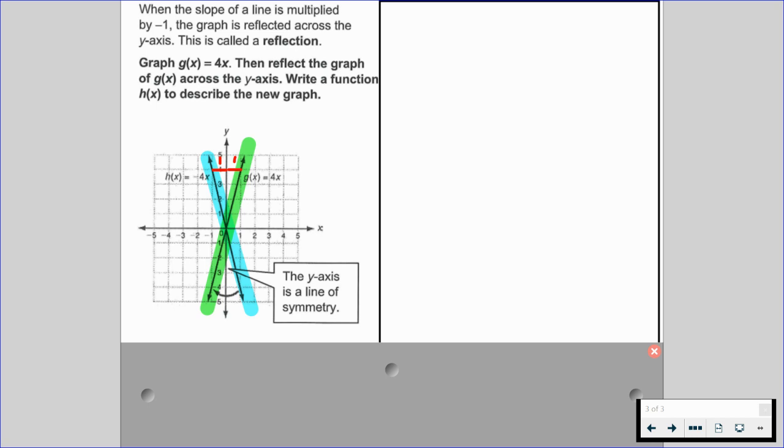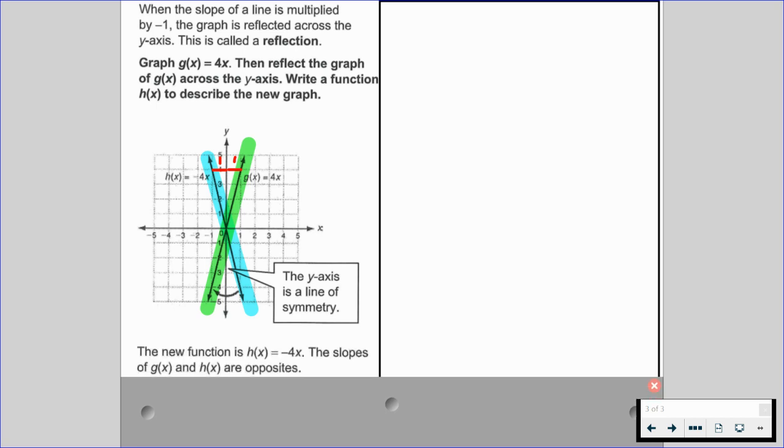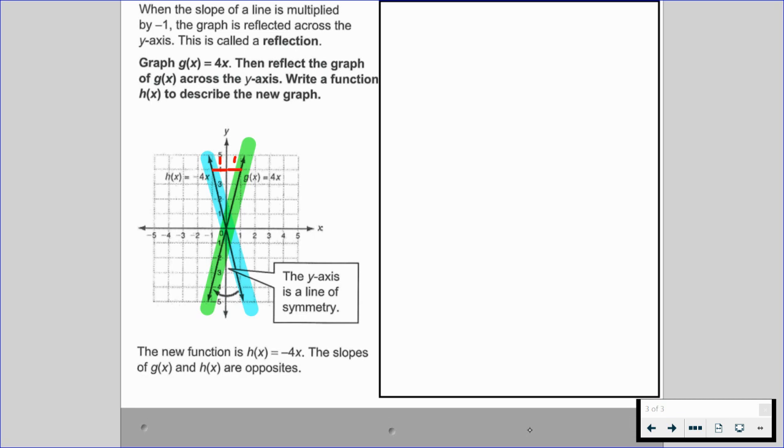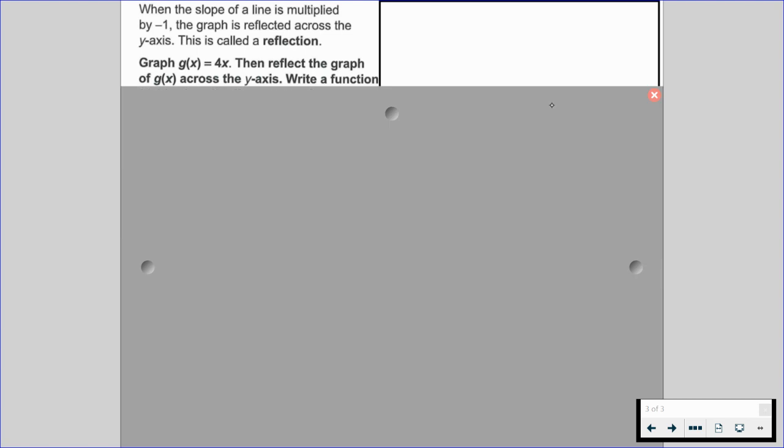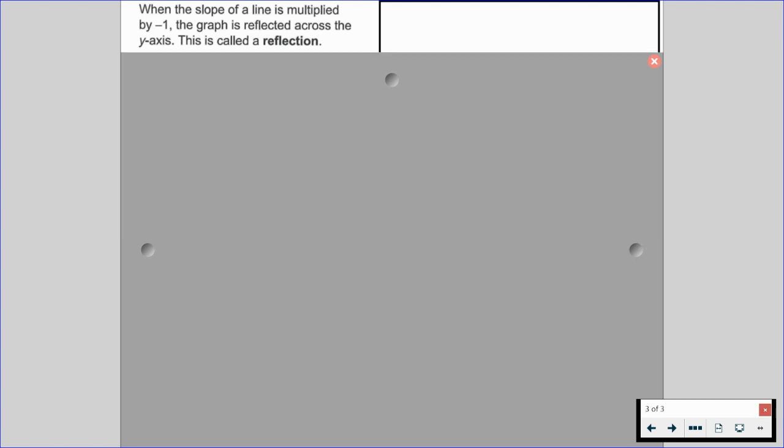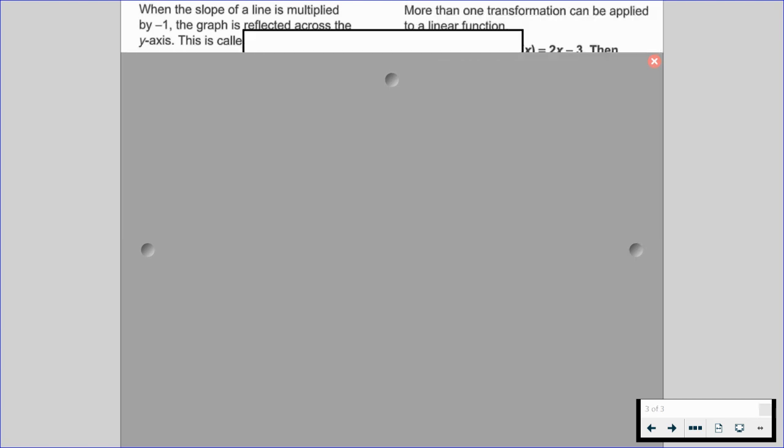And that's going to occur every single time. When we have a line of reflection, we're going to have the same distance away from that line of reflection. So the new function, again, h of x is equal to -4x, because they are going to be opposites. Let's go over to the right-hand side now.